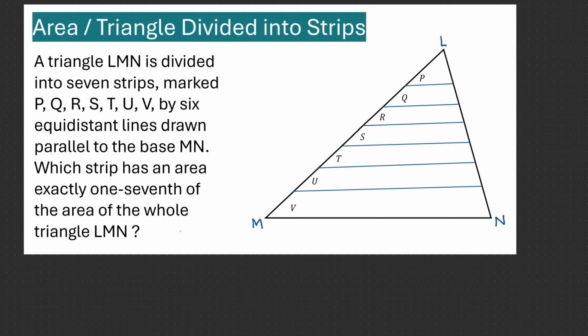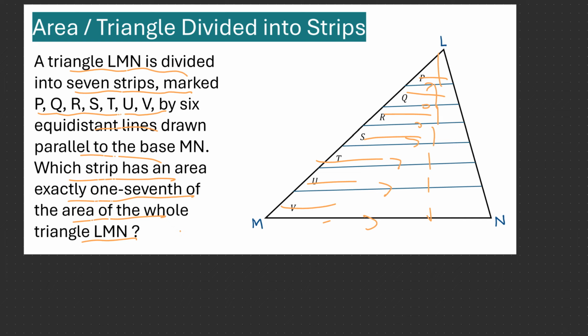Hello everybody, in this question, a triangle LMN is divided into 7 strips marked by P, Q, R, S, T, U, V by 6 equidistant lines. So these lines are equidistant, the distance between them being equal, drawn parallel to the base MN, so they're all parallel to each other. Which strip has an area exactly 1/7 of the area of the whole triangle LMN?